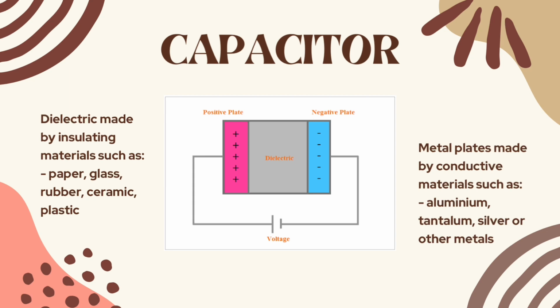The negative and positive plates are made of metals, but sometimes they can be made of other conductive materials such as aluminium or tantalum or silver. The dielectric part is made of insulating materials such as rubber, glass, ceramic, which is to prevent the flow of current. Each metal plate is connected to a terminal wire, which then connects to the rest of the circuit.